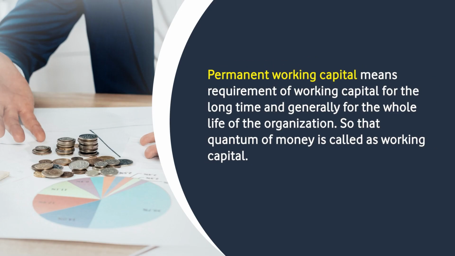Then from where that money will come, because working capital can be of two types, permanent working capital and temporary working capital. Permanent working capital means the requirement of working capital for a long time, generally for the whole life of the organization. That quantum of money is called permanent working capital. Whereas, to meet seasonal and cyclical changes in demand, an organization might need extra working capital, that means extra investment in inventory, extra investment in receivables and so on. That kind of working capital is called temporary working capital or short term working capital.